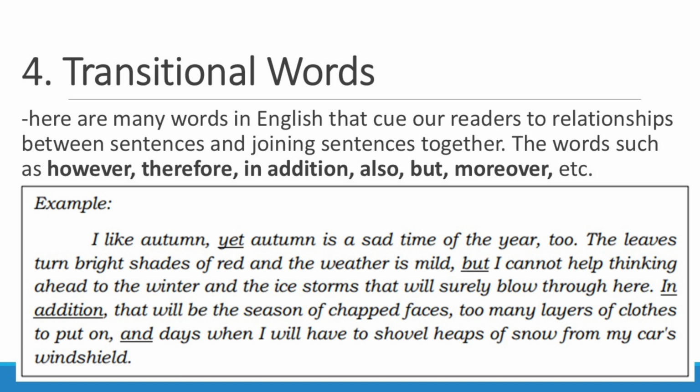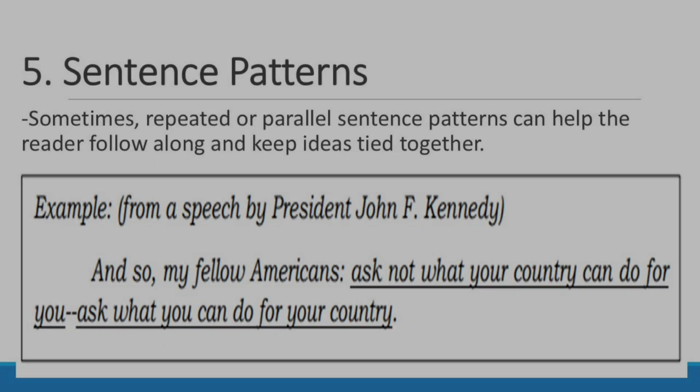So in this technique for cohesive devices, the transitional words can also be used to show relationships between different parts of the same sentence. And the transitional words that we have used in this example are yet, but, in addition, and. And always remember that you do not need a transitional word at the beginning of each sentence.